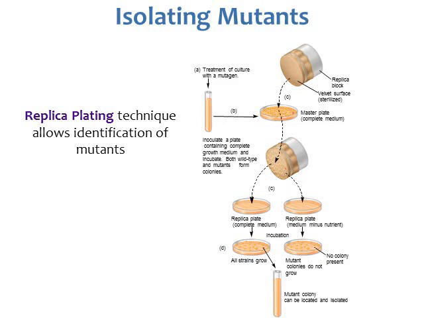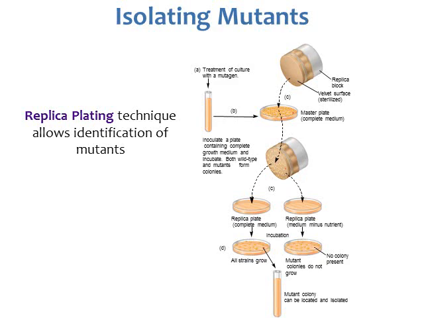Then to replicate, you take what's called a replica block, which has a sterilized velvet surface on it. You just take that block and press it down onto your plate so you pick up the colonies, and then you can take your replica block and put it onto different plates. This is down at part C. We can have a replica plate that has a complete medium, with all the nutrients a bacteria needs to grow, or you can also place it on a replica plate that is missing one or more nutrients.